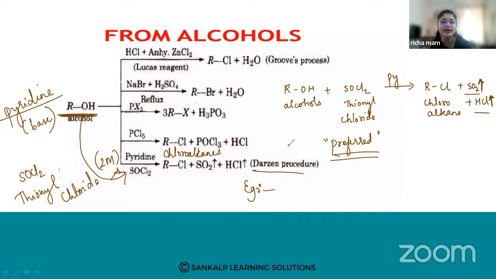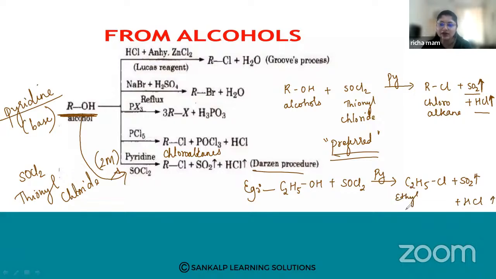If they ask you to explain Darzan's process with an example, take any alkyl halide. Let me take ethyl. Ethyl alcohol plus thionyl chloride in the presence of pyridine. What will you obtain? Ethyl chloride plus SO2 gas plus HCl gas. You have to write the names. This is ethyl chloride, and this is ethyl alcohol. Understood? Yes. Are these name reactions clear?